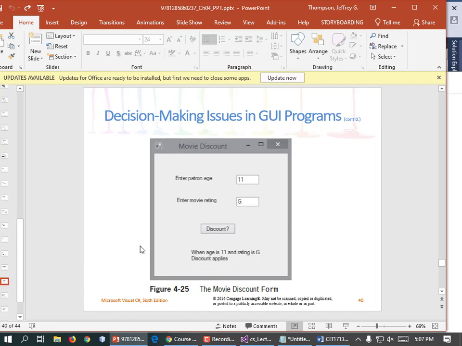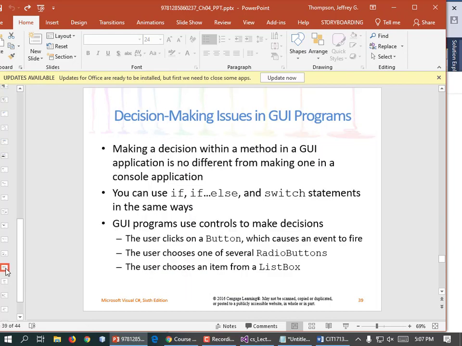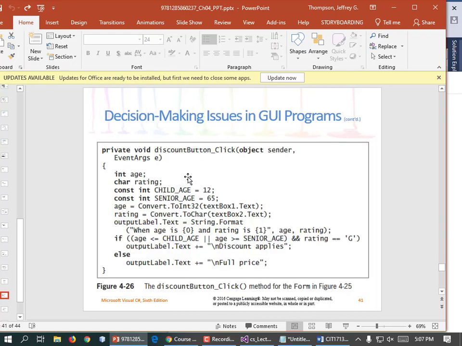This message is not generic. It's not specifically 11. It's based on whether they're a senior or not, or whether they're a child or not. Seniors and children get bonuses as defined upon this. A child is 12 or younger, and a senior is 65 or older.